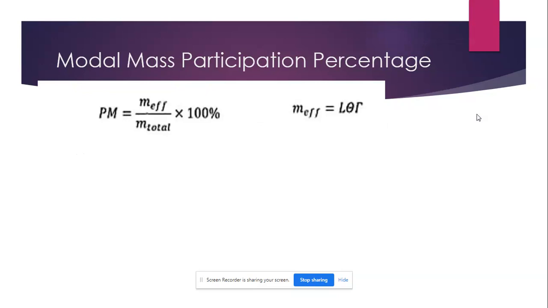Next is the modal mass participation percentage. To get the modal mass participation percentage, it is the effective modal mass over the total mass times 100%. For the effective modal mass, we have the formula of L Hadamard times gamma.